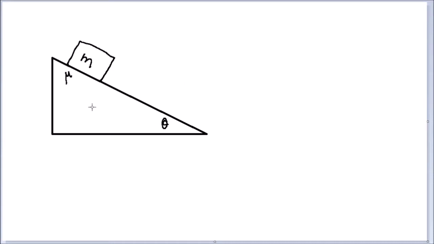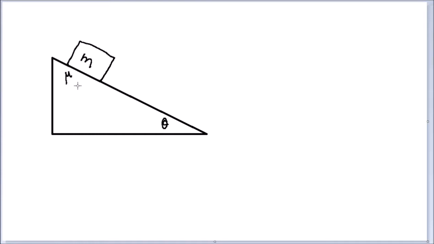We have some inclined plane, which is going to be some sort of ramp, inclined at an angle theta to the horizontal, and there's going to be some block of mass m, or some object really of mass m, sliding down this ramp. And the important thing is that this object does not roll at all, it simply slides. So a box of some sort will be fine.